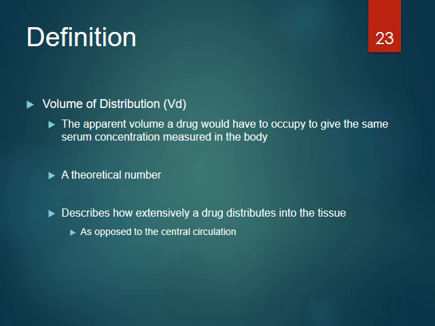To simplify things, you basically have two places for the drug to go: the central circulation, the bloodstream, or the tissue. Drugs that are able to highly distribute themselves from the bloodstream into the tissues are going to have a high volume of distribution, versus things that like to stay within the central circulation, or within the blood. They're going to have a relatively low volume of distribution.